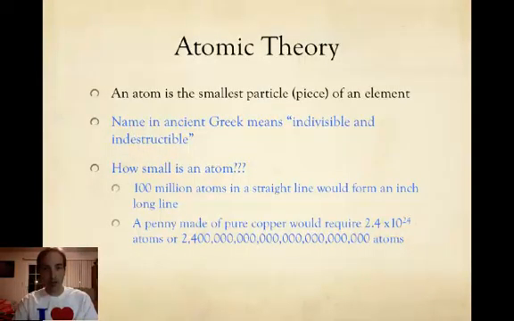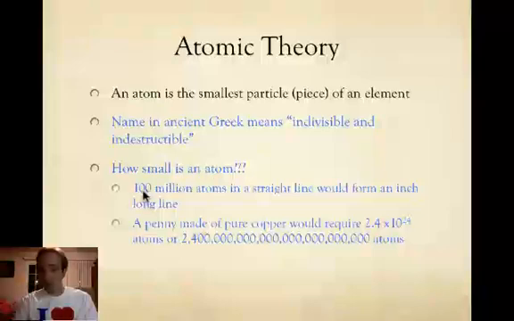Now to get us going, I want to talk about atomic theory. Atomic theory is the idea that an atom is the smallest particle or piece of an element. If we go all the way back in history, the Greeks came up with this idea of the atom. They had the idea that if we took matter and just kept dividing it into smaller and smaller pieces, eventually we get to this tiny little piece of matter that was indivisible and indestructible that they called an atom.